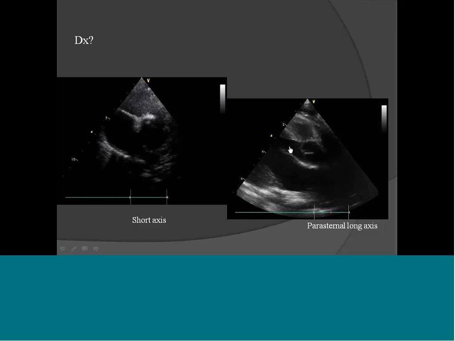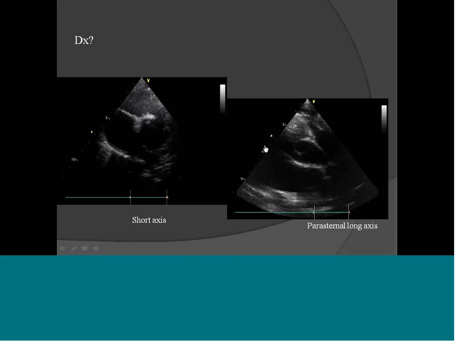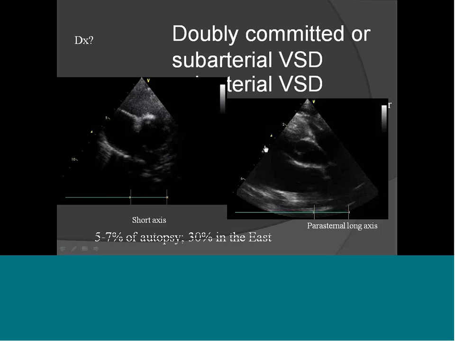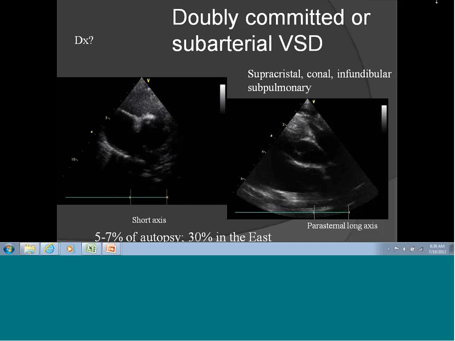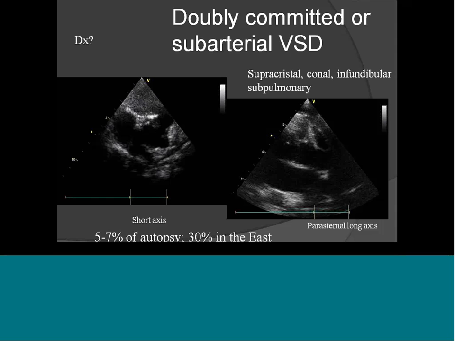Look at that cusp, how it's sitting inside the VSD, right? Now, which cusp do you think it is? Yes, it's the right cusp. So this is a doubly committed or subarterial or supracristal or conal or infundibular or subpulmonary VSD. There are many names for it. You pick what you like and use it. And the incidence is 30%, they say, in the East in terms of this VSD. So very high incidence, as we know, in Far East Asia.